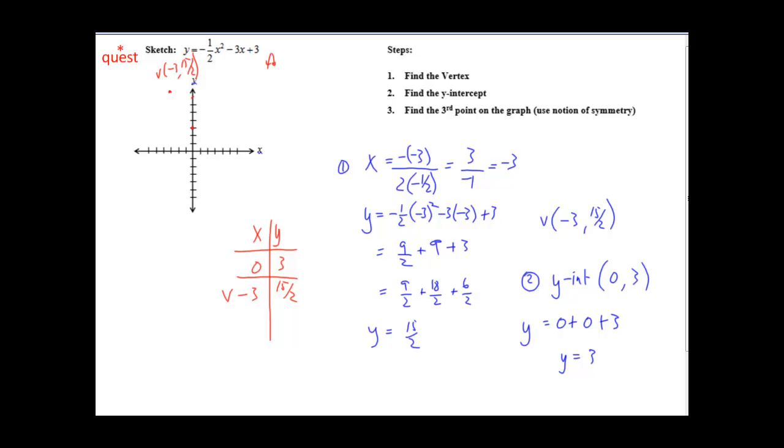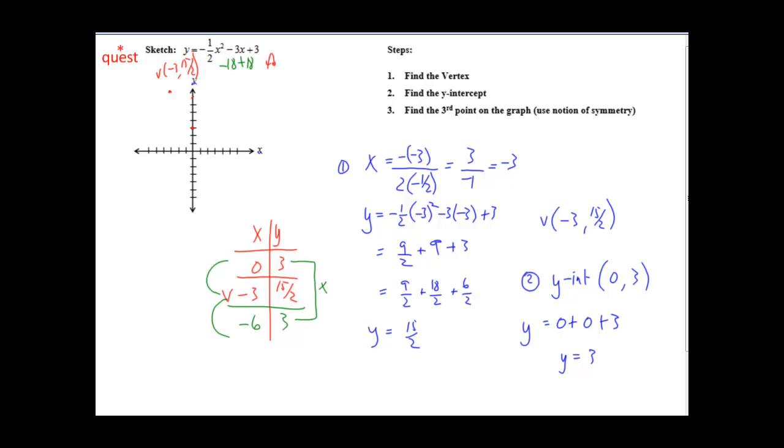So how we can look at this is, these are 3 away. So if I go 3 away from here, you're going to go to negative 6. When we plug in negative 6, negative 6 squared is 36. Negative 36 divided by 2 is negative 18. So right now we have negative 18. If you plug in negative 6 times negative 3, you get positive 18. Negative 18 plus 18 is 0, and what's left is 3.